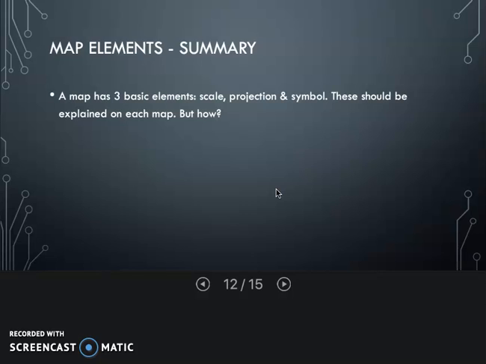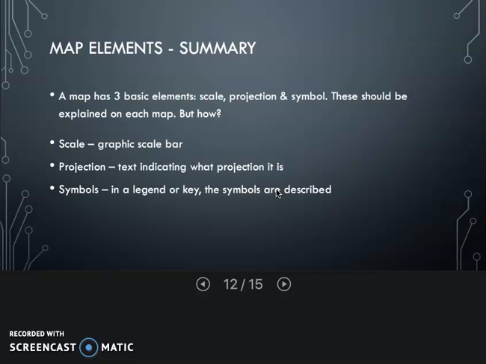Okay, so a map has three basic elements. All maps have these three basic elements: scales, projections, and symbols. And they should be explained on each map. A scale typically is explained via a graphic scale bar, but it could be those other choices as well, text or the ratio. For projection, we often will have text that indicates what the projection is that we've used for the map. And the symbols are often represented within a legend or a key. They're described so that the viewer can understand and relate what they are to something.